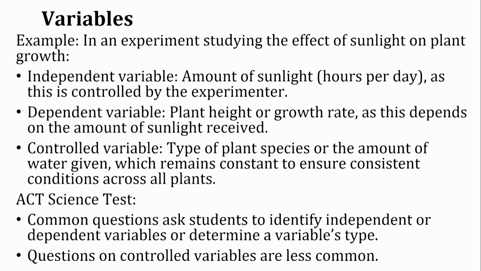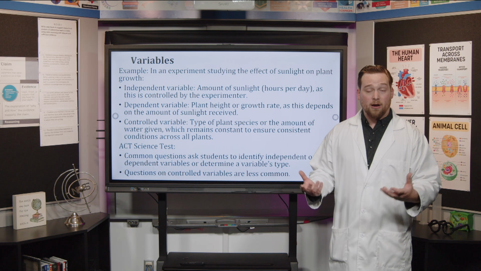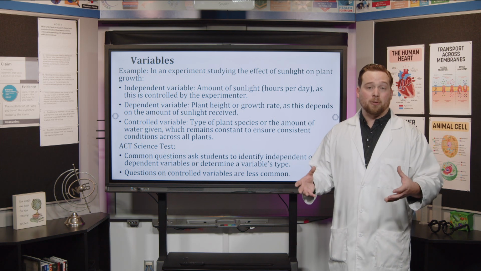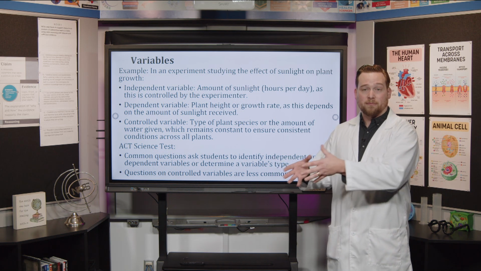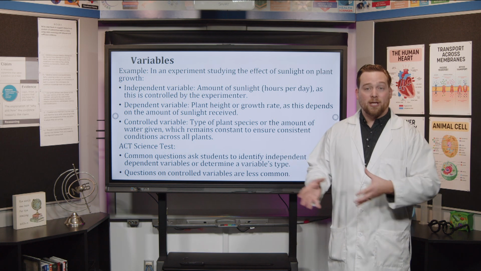So if I was running this experiment, I could give a plant a lot of sunlight, I could give a plant a little amount of sunlight, but I'm the one manipulating that variable, so it's the independent variable. That's what I'm really trying to figure out. If my goal is to figure out how much a plant can grow based off these different sunlight exposures, then I'm the one manipulating this variable.